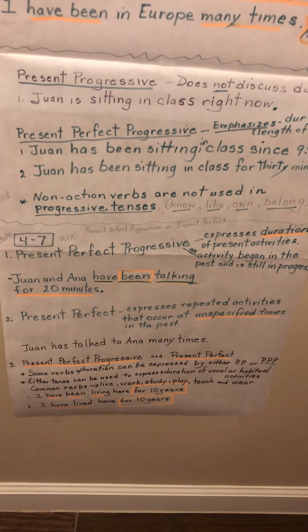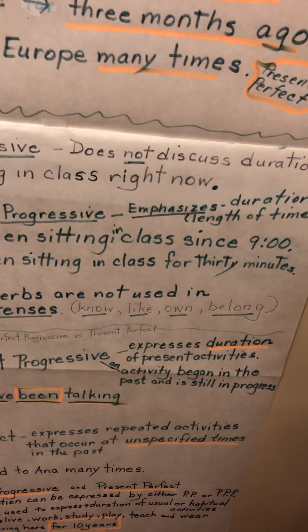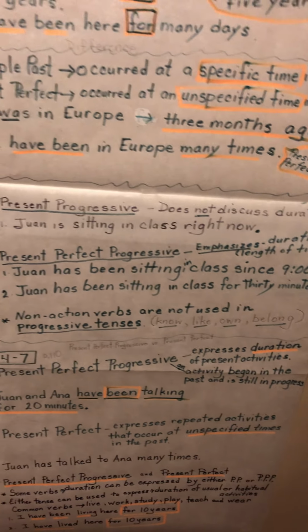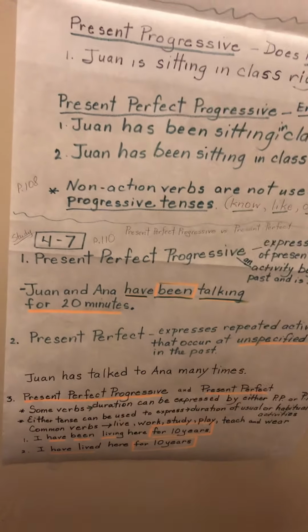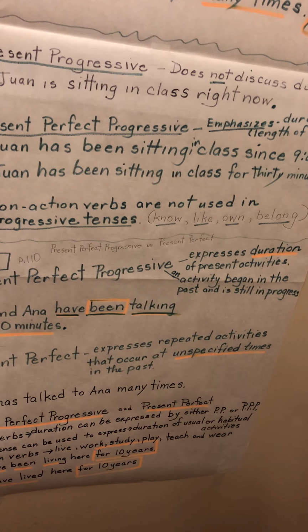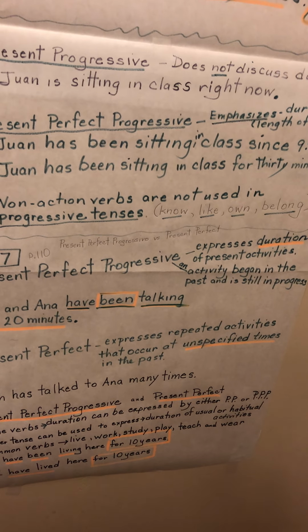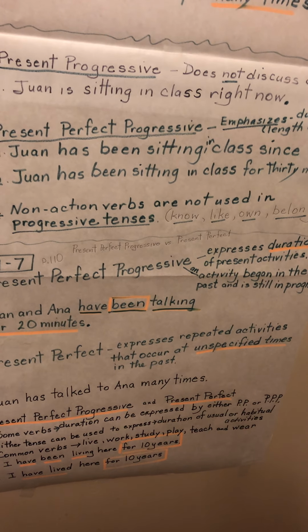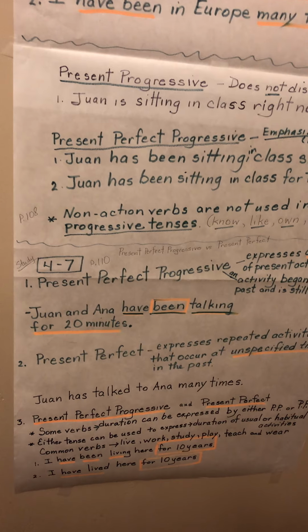Okay, and what are some examples of non-action verbs? Know, like, own, and belong. Those are just examples of non-action verbs. If we go on to 4-7, we're talking about the present perfect progressive. This one expresses duration of present activities, activities that began in the past and are still in progress. That is the present perfect progressive.